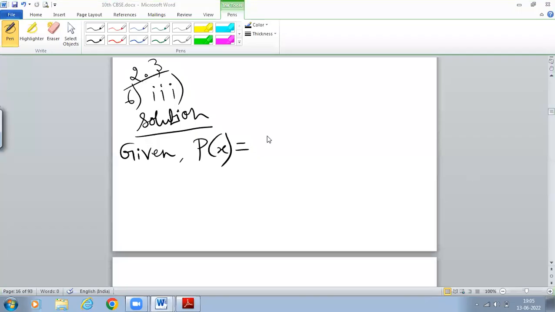Okay, listen. Now this question, the given polynomial, I'll take it as p of x, a polynomial in variable x. I'll write the polynomial: x power 4 plus 2x cube minus 26x square plus 54x minus 27. This is the given polynomial.